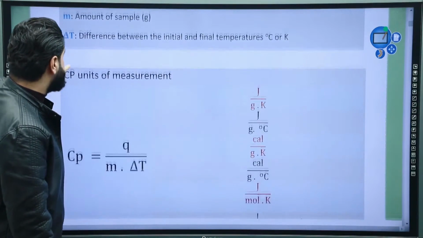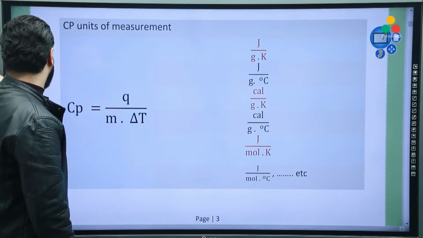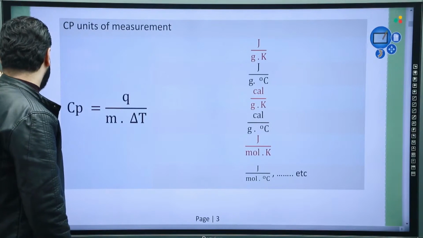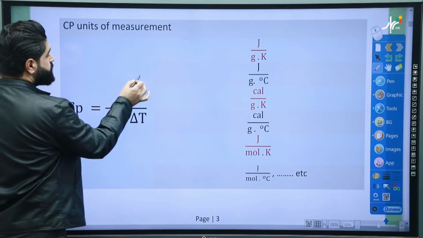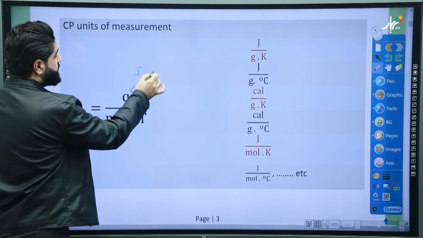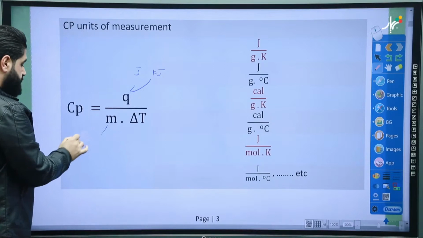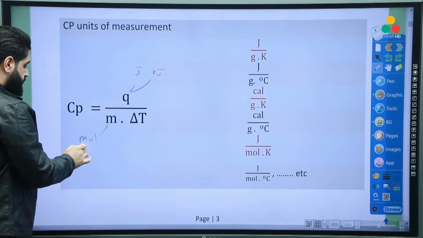So there are a huge number of units of Cp. Look, Q can be measured in joule and kilojoule. M in mole, gram.